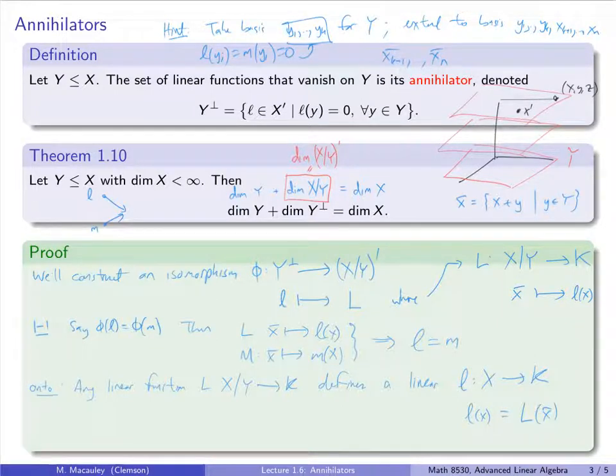Okay, so we have a function that is one-to-one and onto and linear. This is an isomorphism. Therefore, the dimension of these two spaces are the same. And since we know that the dimension of y plus the dimension of x mod y, or x mod y prime, equals the dimension of x, this theorem follows.